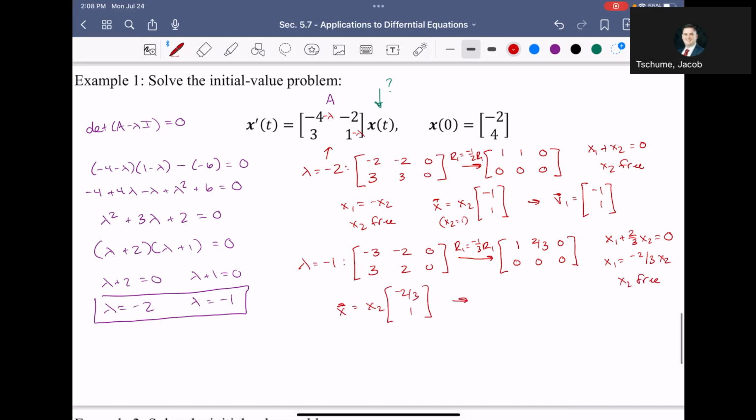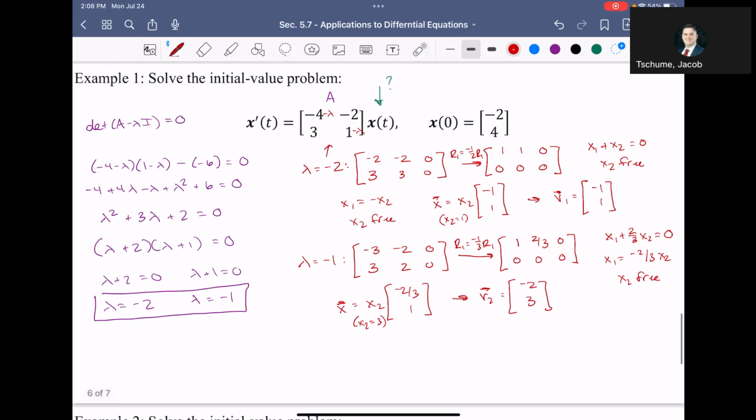Now, for my second eigenvector, I am going to change this a little bit because I want these to be nicer numbers. So I'm going to let x2 equal 3, just so that the fractions go away. So if I let x2 be 3 and multiply it through, I should get an eigenvector of -2, 3 in this case. All right, so that being said, let's see where we're at right now.